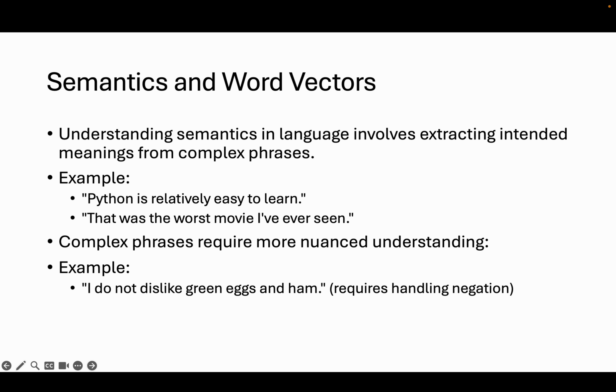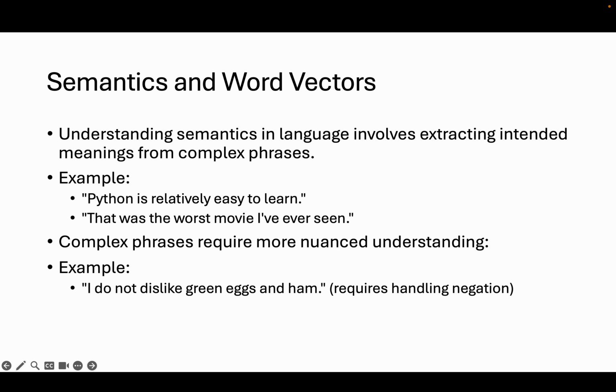In the second sentence, the speaker is expressing a very negative opinion about a movie. However, language can get much more complex and nuanced, which brings us to our next example. I do not dislike green eggs and ham. This sentence requires us to handle negation. It's a bit trickier because we need to recognize that "not dislike" actually means like, or at least don't hate.